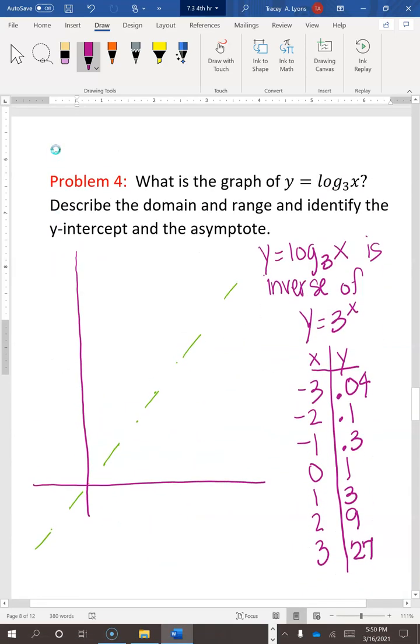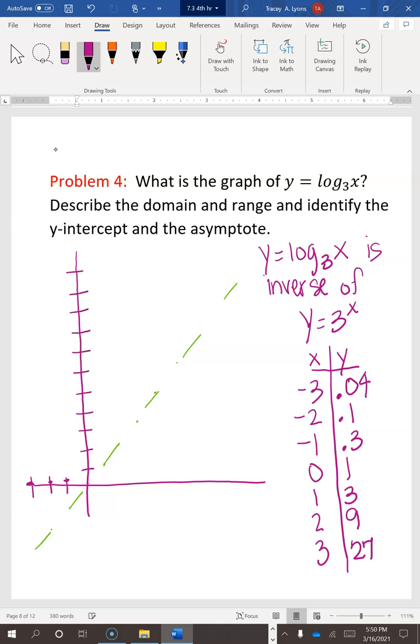This surface is kind of going crazy here. -3 is 0.04. Very, very small. -2 is 0.1, a little bit higher up. -1 is 0.3. All right, 0, 1, 1, 3, 2, 9. So it kind of looks like this.